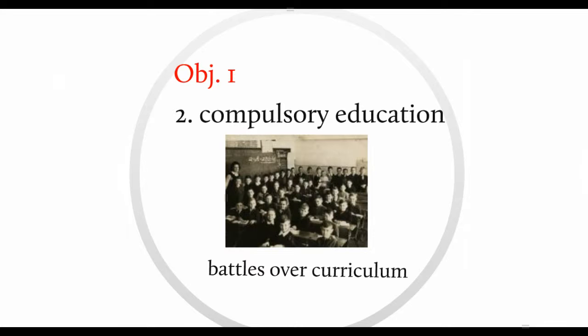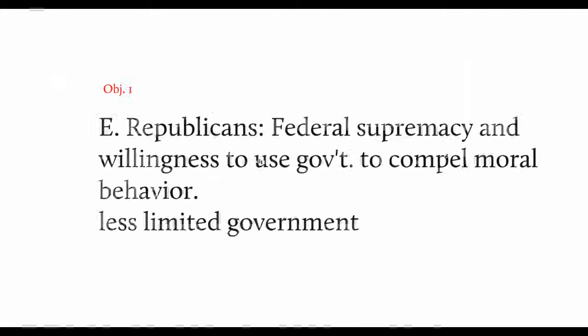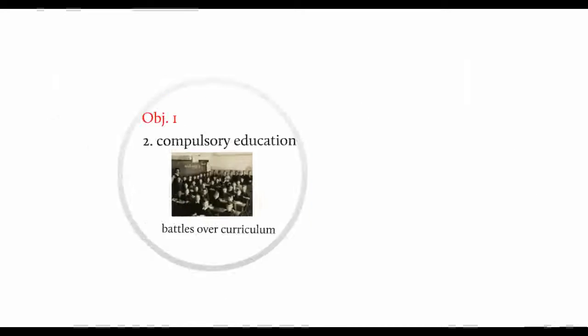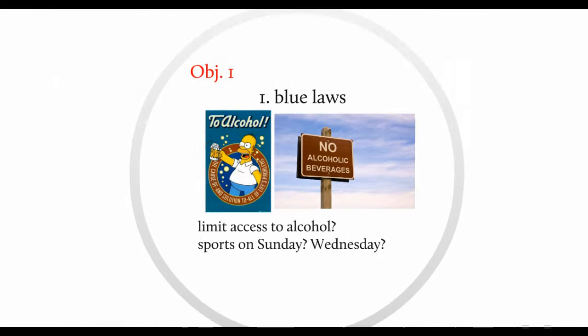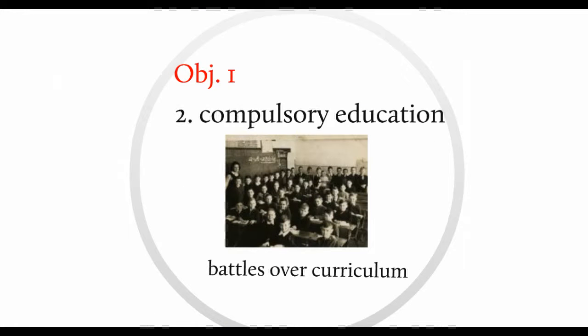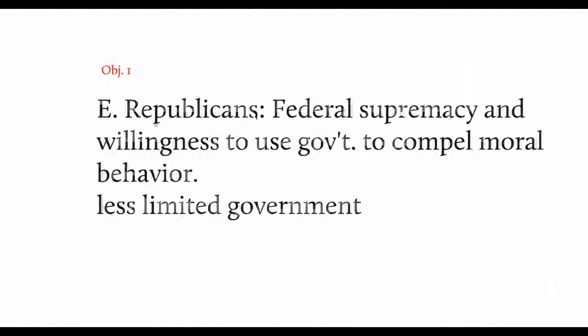their laws for education. And then Republicans believe in federal supremacy. That means a strong central government, and the Republicans have no problem using government to compel moral behavior. So if you go back to the blue laws, it's the government's job to dictate for the nation when and how long alcohol would be sold, and it's the federal government's decision to decide when and how long children would go to school. Again, that would be the Republican view of those two issues.